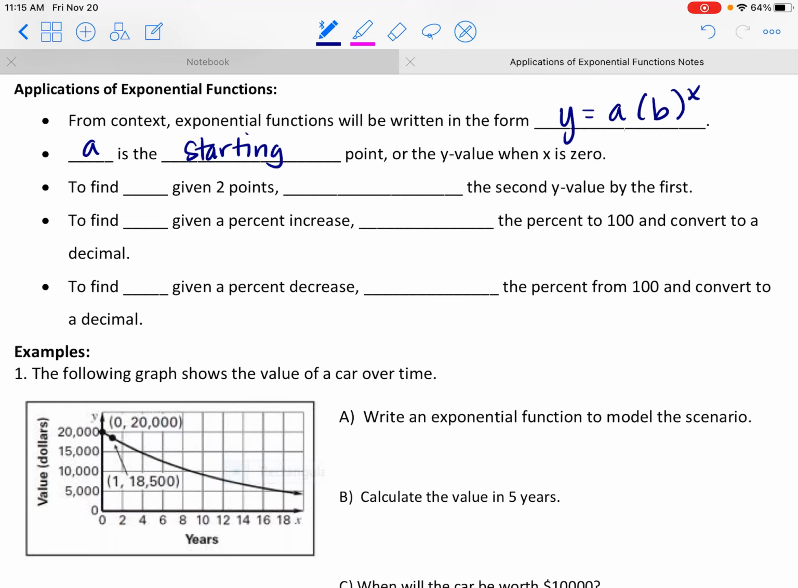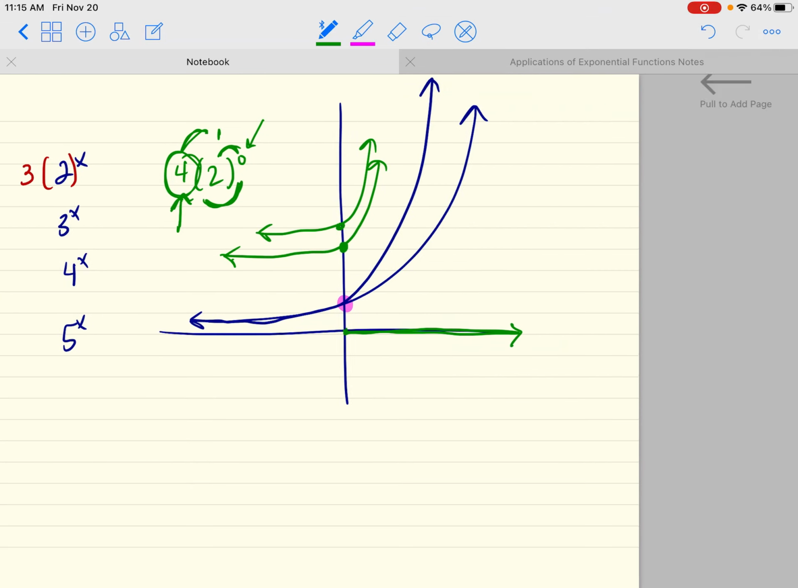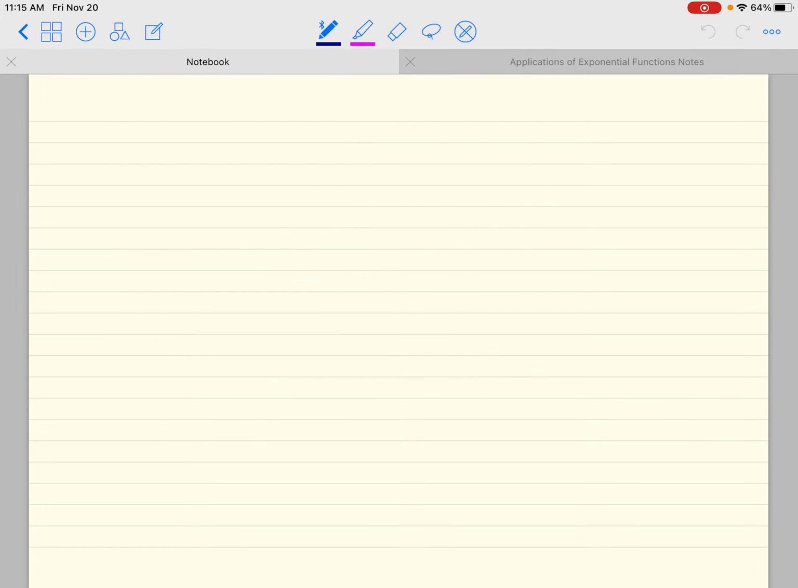Okay, now b is a little more complicated depending on what you're given. So it could be that you're given 2 points on your graph. It could be that you're given a percent by which you're increasing, and it could be that you're given a percent by which you're decreasing. So to find b, if you're given 2 points, it should make sense. Okay, so again, think about y equals 2 to the x that we looked at in our previous topic. If we put in a power of 0, we get 1.